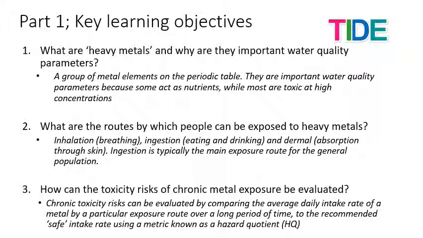The second key learning objective was to understand what the important routes are by which people can be exposed to heavy metals. And we identified inhalation, so breathing metal-rich particles into the lungs; ingestion, so metals which are either in the food that we eat or the water that we drink; and dermal exposure, which is the absorption of metals through the skin from various chemicals.